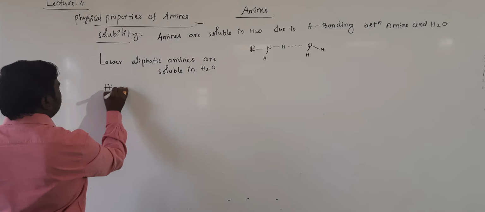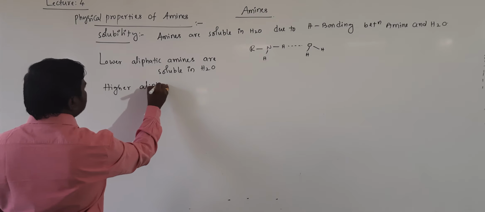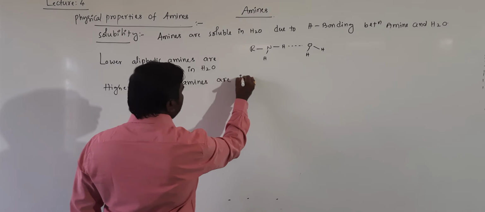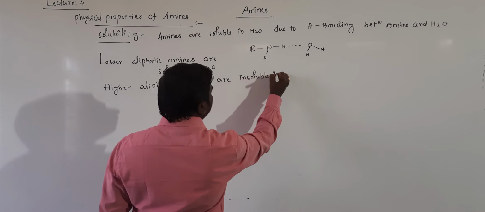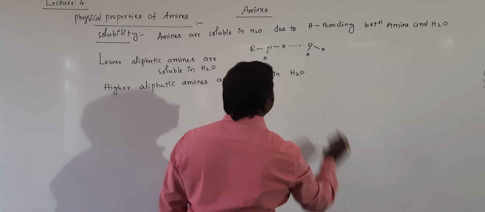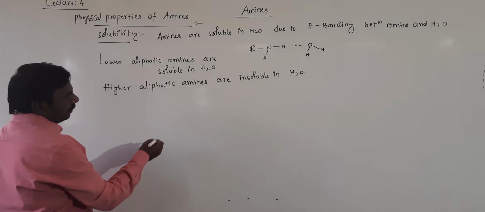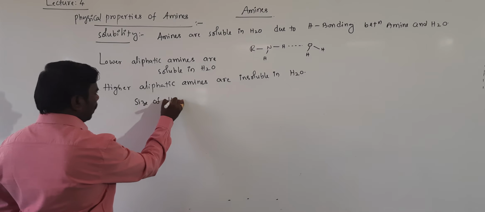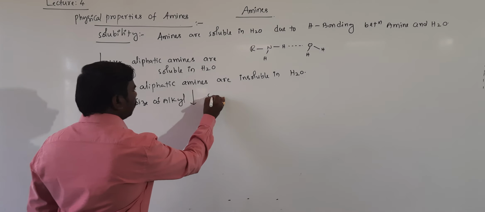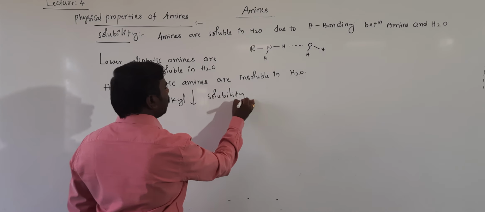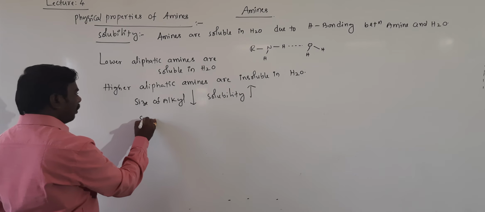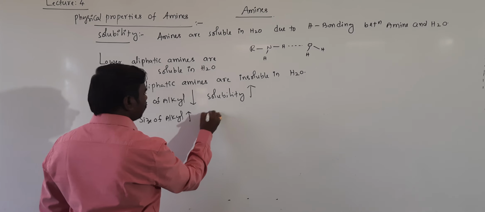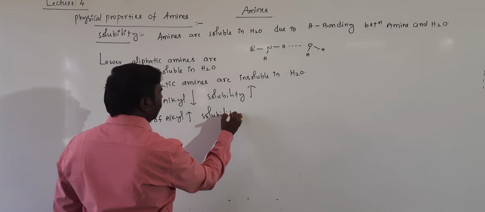Higher aliphatic amines are insoluble in water. Reason? As the size of the alkyl group decreases, solubility increases. As the size of the alkyl group increases, solubility decreases.